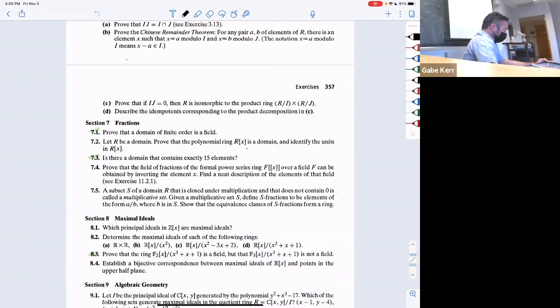I look at 7-3 and it feels like it's too easy. It feels like you can just use the fact from 7-1 that any domain of finite order is a field, to say that F 15 is a field, therefore it's also a domain. Does that work? Well, what is F 15?